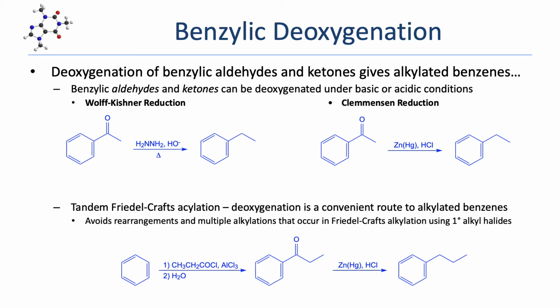Benzylic deoxygenation is a very powerful synthetic tool when used in conjunction with the Friedel-Crafts acylation. The tandem reaction sequence of Friedel-Crafts acylation and deoxygenation is a convenient source of alkylated benzenes. In the example, we see benzene acylated with a 3-carbon acyl halide. The resulting ketone can then be deoxygenated to give propylbenzene. This might at first seem like a roundabout way of introducing an alkyl group to a benzene.